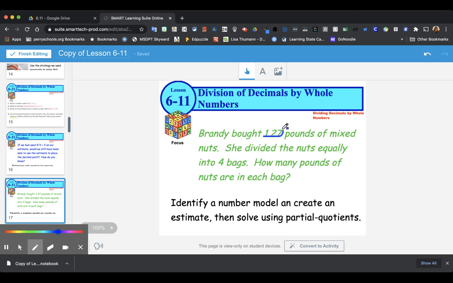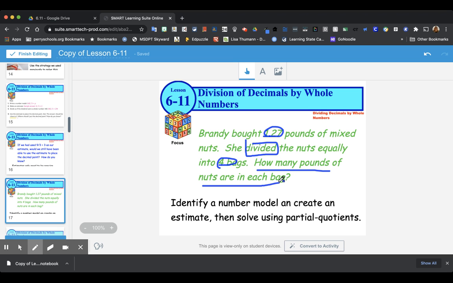So again, I want to look at the numbers that are here. So we are dividing 1.27 pounds into 4 bags. And so we want to figure out how many pounds are in each bag. So before we even move on, let's identify a number model. We should have 1.27 divided by 4.